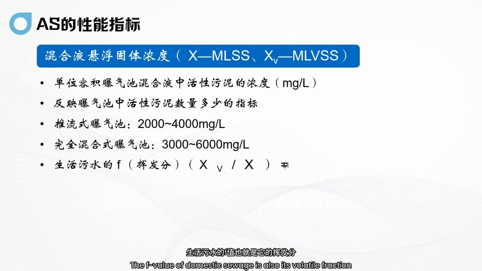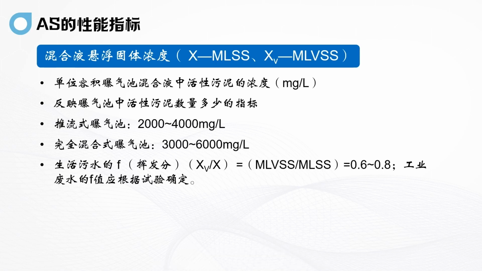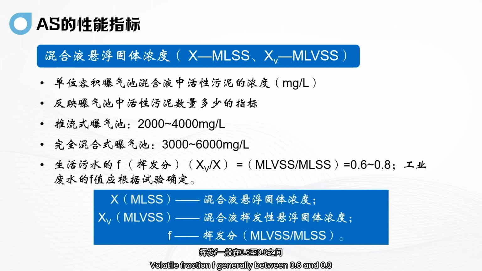The f value of domestic sewage is also its volatile fraction. In general, we can express it as the ratio of XV to X. The volatile fraction f is generally between 0.6 and 0.8, and the f value for industrial wastewater is generally based on experiments.